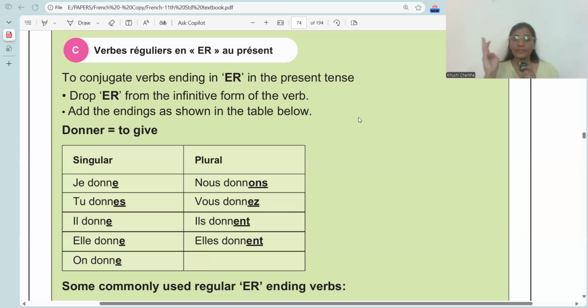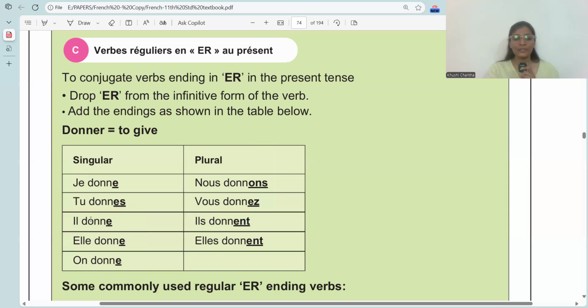Now, what do I mean by the endings? For je, we will add E, as you can see over here. For tu, we will add ES. For il, again E. Elle, E. On, also E. Moving on to nous, we will add ONS. For vous, we will add EZ. For ils and elles, we will add ENT.